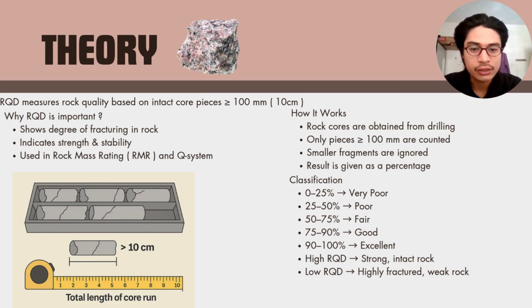Okay, so how does it work? Rock cores are obtained from drilling. Only pieces which are more than 100 mm are counted. Smaller fragments are ignored, and the result is given as a percentage.